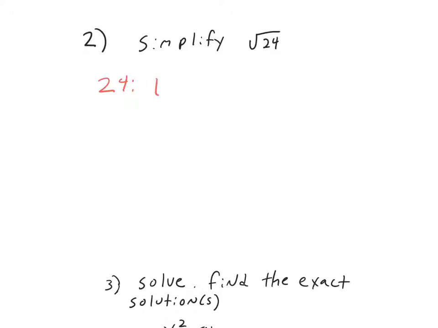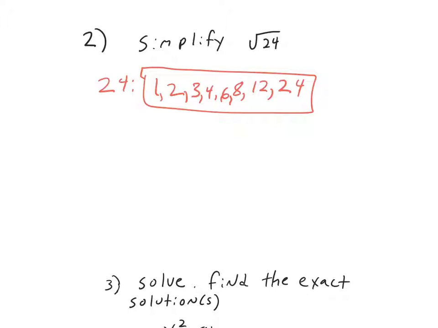So we get 1 and 24, then 2 and 12, then 3 and 8, and 4 and 6. Okay, then we want to look through these factors and find any that are perfect squares. Okay, 1 is, but we're not going to count 1. All right, so we have 4. And let's keep going, see if we have any others.